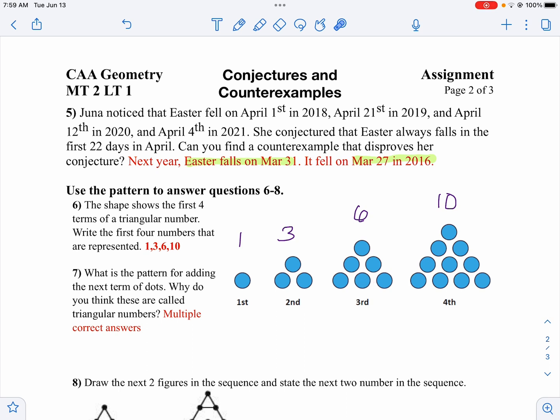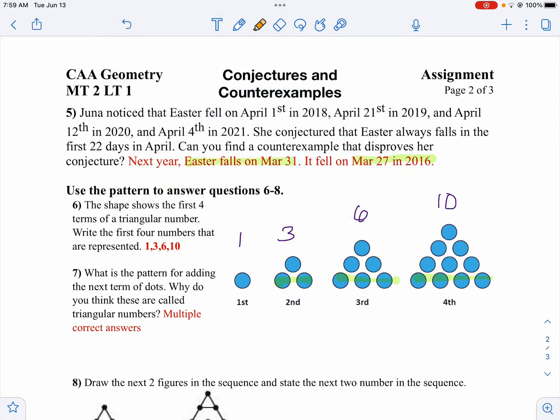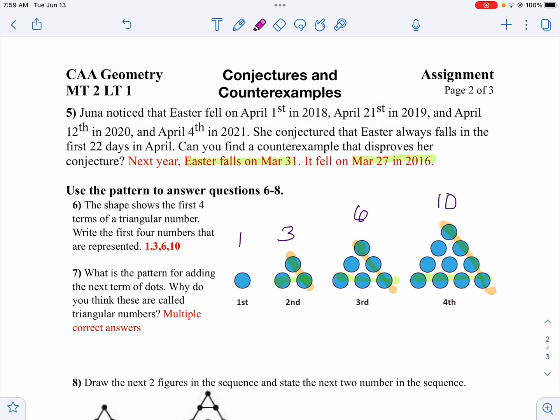Okay? The other way you could look at it is to say, oh, I'm just adding 1 more row of dots each time. Or you could look at it as adding 1 more side of my dots each time. You could look at it that way because they show up there, no matter how you do it. We also could go to the left and it really wouldn't matter. But that's why I said there's multiple correct ones.